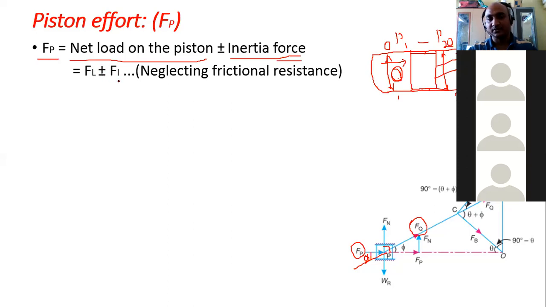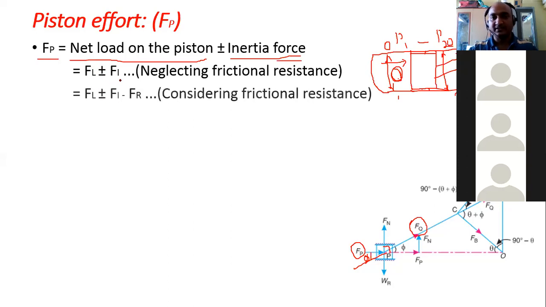Okay, we'll see that also. First of all, we'll see the next equation also. When you consider the frictional resistance, then Fp equals Fl plus or minus Fi, and Fr is always minus because this is the force which is always opposing the effort. This is the resistance force due to the friction.